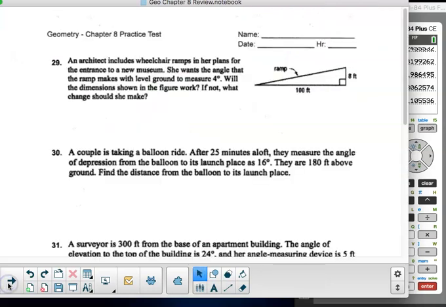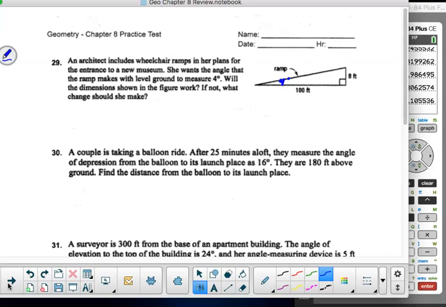Okay, moving on. An architect includes a wheelchair ramp in her plans for the entrance of a new museum. She wants the angle the ramp makes with the level ground to be 4 degrees. She wants this to be 4 degrees. Will the dimensions shown in the figure work? If not, what change should she make? Now, she's wondering, is this ramp going to be okay?